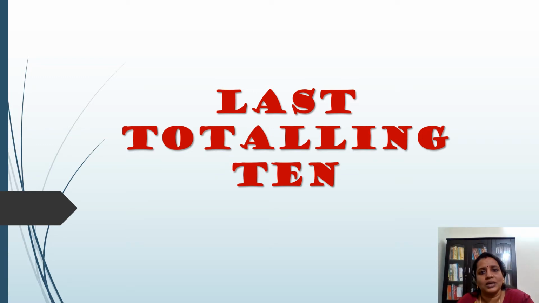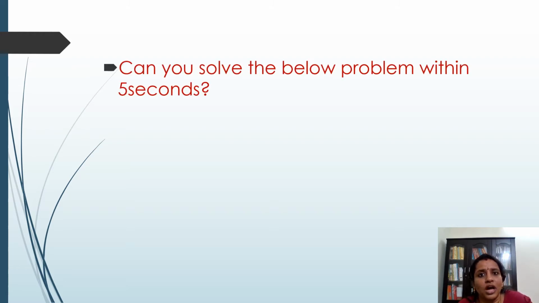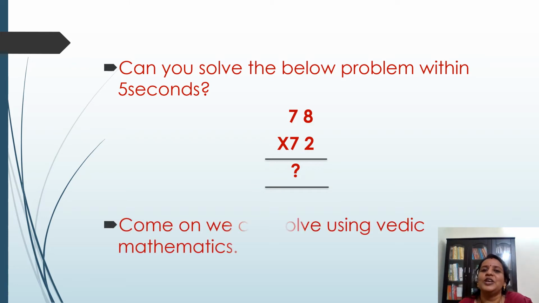And here, just see here, I'm going to give you a problem below, and I just expect everyone to solve it within 5 seconds without a pen and paper. Can you all try it out? See, the problem is 78 into 72. Is it possible to solve this problem without a pen and paper and within 5 seconds? Yeah, come on. We can do it. Yes, we can do it using a Vedic mathematics methodology.